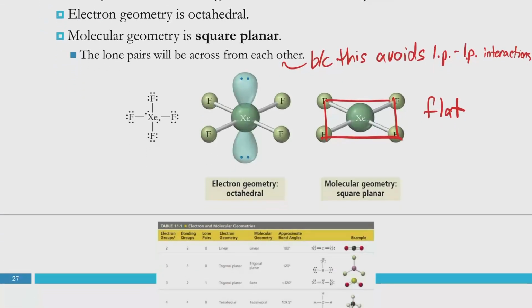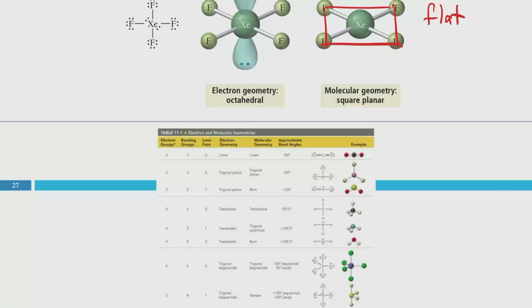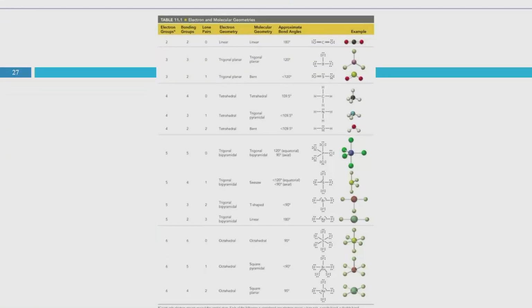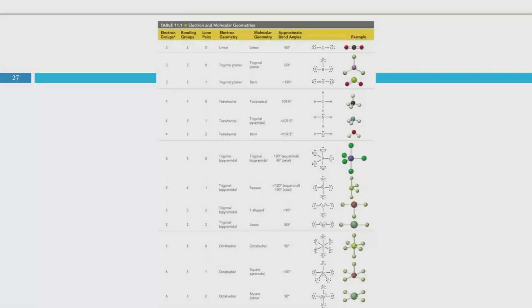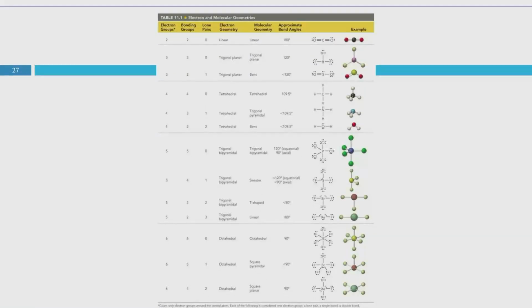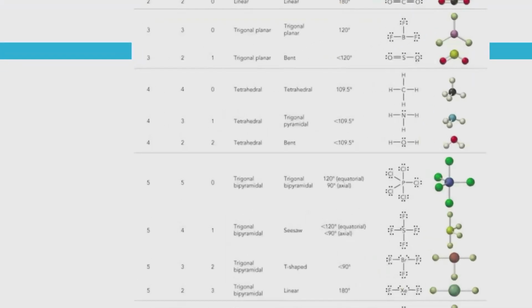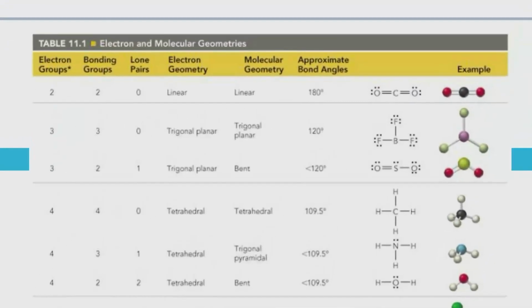All of this and maybe a little bit more is summarized in table 11.1 from our book, Electron and Molecular Geometries. The way that we would read this table, zoom in a little bit so we can read the headings. We've got the number of electron groups on the far left, and then a breakdown into bonding groups versus lone pairs. So the number of electron groups determines the electron geometry.